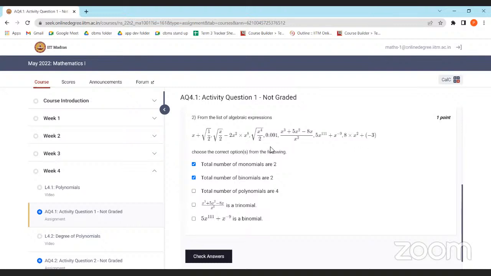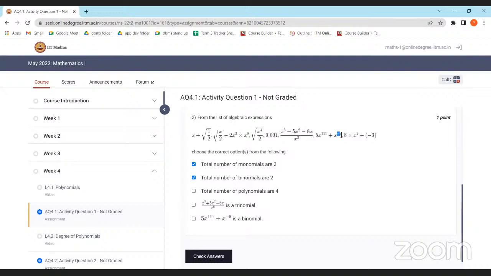Sir, why isn't the second last term a binomial? Is it a polynomial? Because the power is negative, it is not a polynomial. You can see the minus power, right? This is not a polynomial.